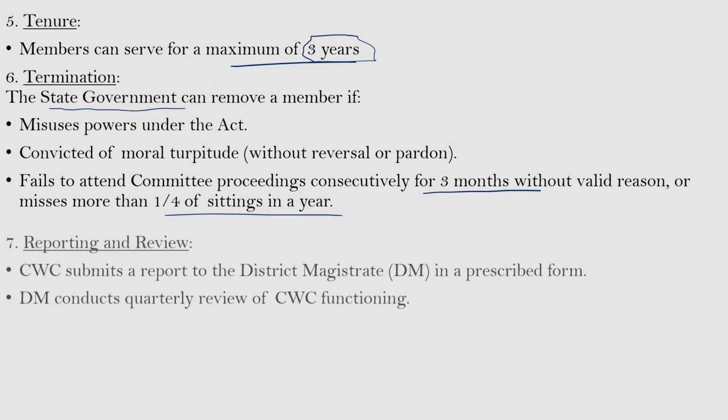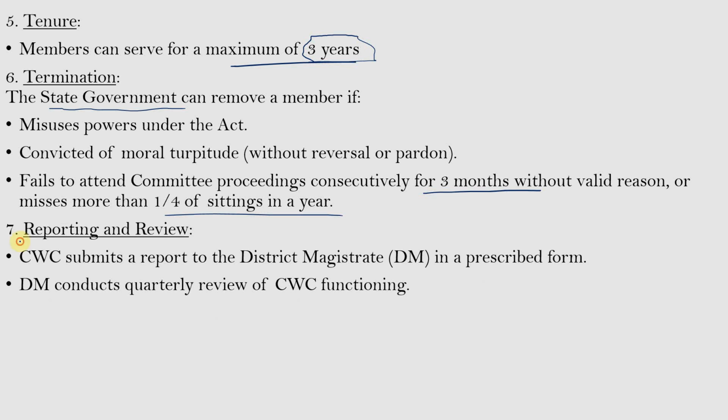And the next is reporting and review. The Child Welfare Committee submits a report to the district magistrate in a prescribed form. The district magistrate conducts a quarterly review of CWC function. So the CWC, that is the Child Welfare Committee, must send a report of its activities to the district magistrate. So the district magistrate has control over the Child Welfare Committee.